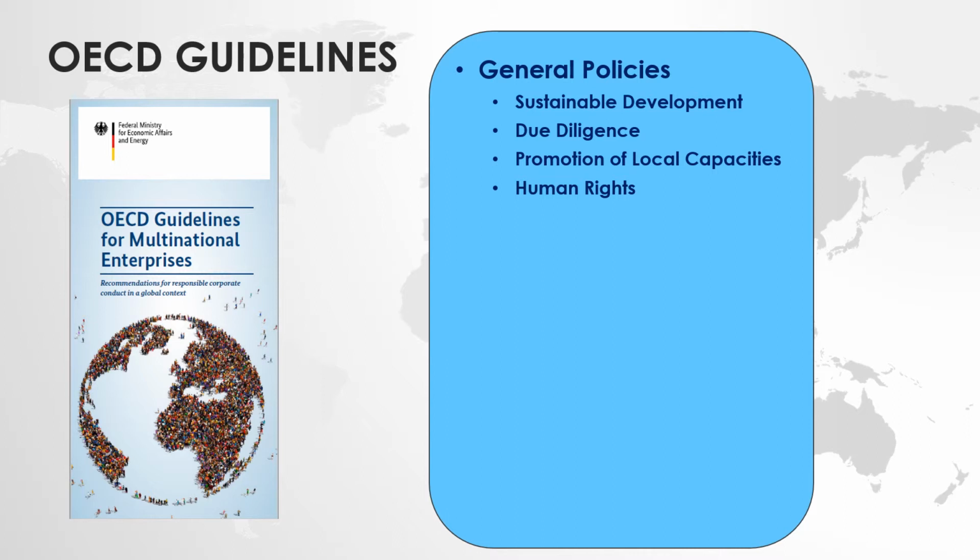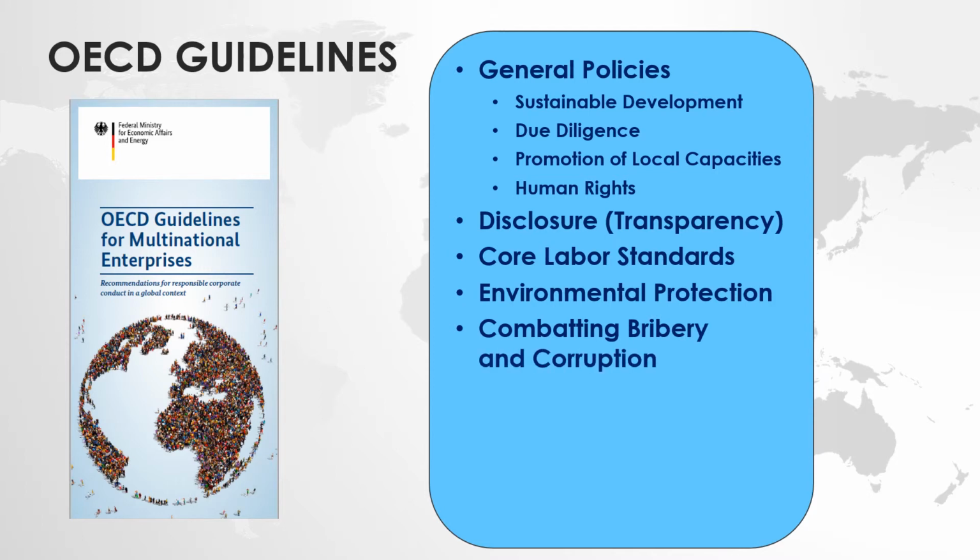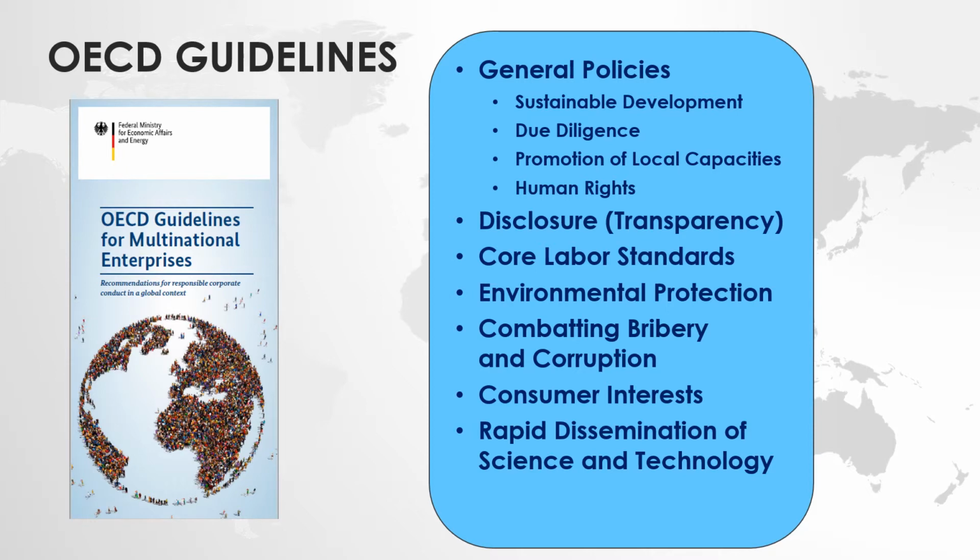The brochure then gives a brief description of the principal guidelines to which OECD member countries have committed themselves: disclosure and transparency, adherence to agreed core labor standards, a commitment to environmental protection, combating of bribery and other forms of corruption, consumer interests and the avoidance of manipulation, rapid dissemination of the findings and developments of science and technology, fair competition, and fair taxation.